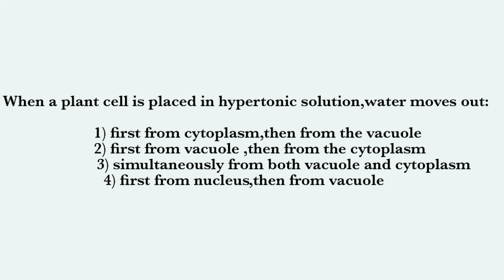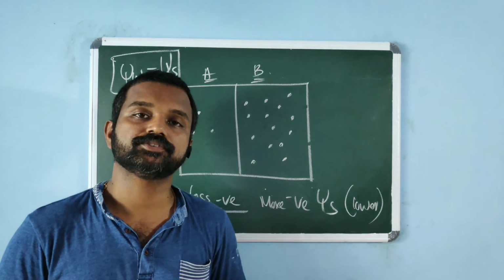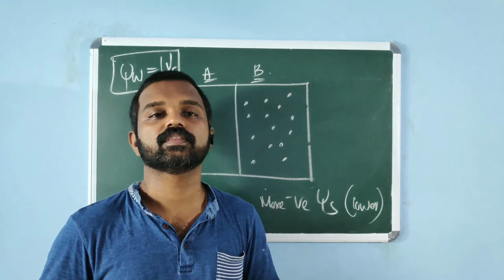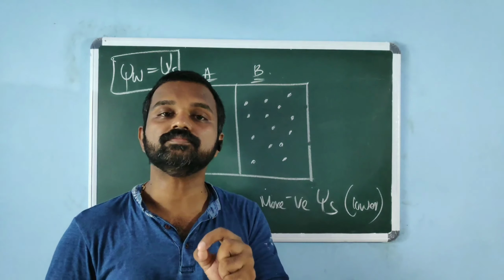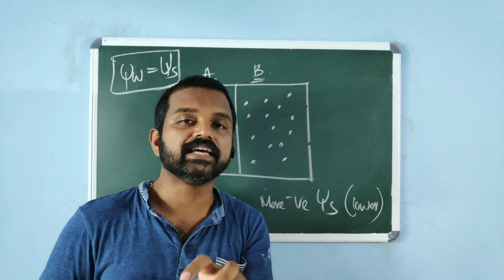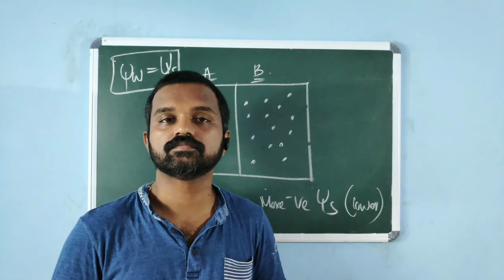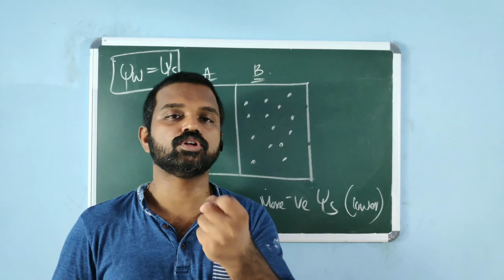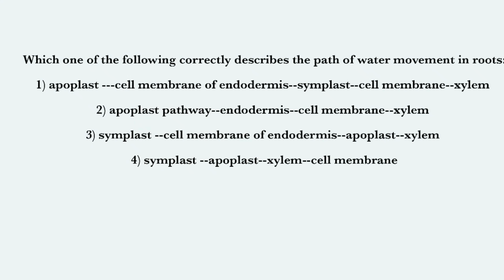When a plant cell is placed in hypertonic solution, water moves out. That is, exosmosis takes place. And here, water moves out first from the cytoplasm, then from the vacuole, which leads to plasmolysis. The cell gets plasmolysed. Which one of the following correctly describes the path of water movement in roots?